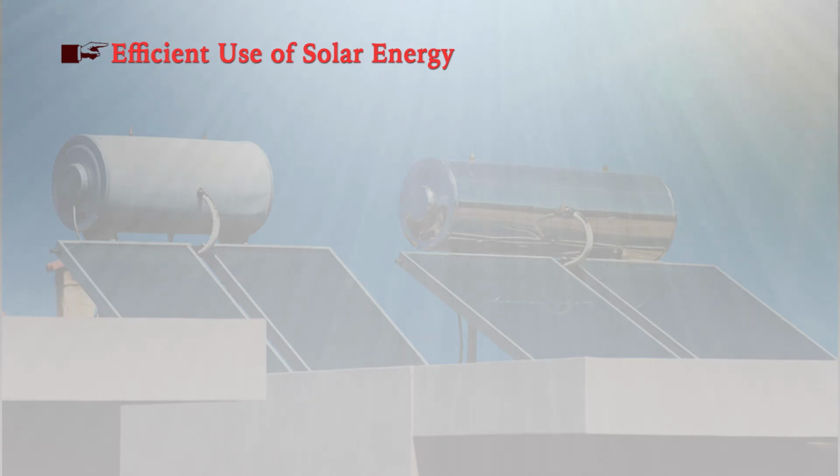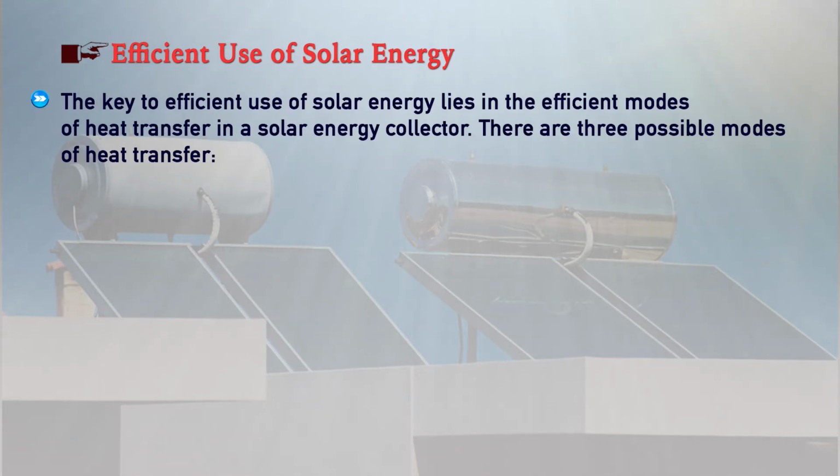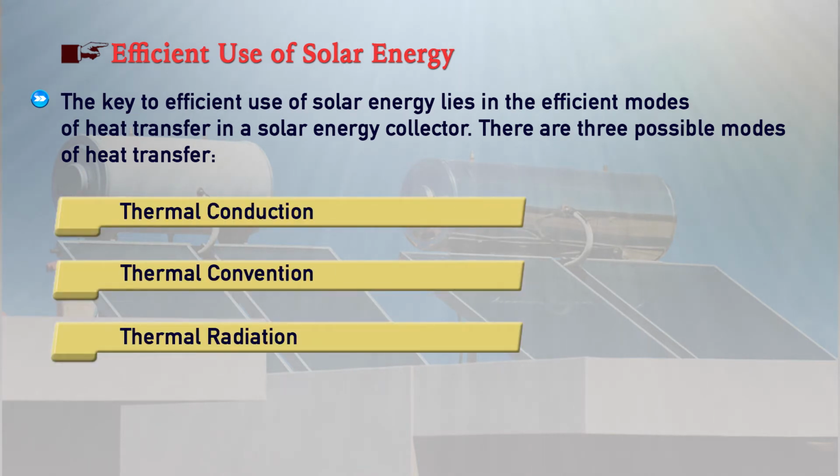Now we will discuss efficient use of solar energy. The key to efficient use of solar energy lies in the efficient modes of heat transfer in solar energy collector. There are three possible modes of the heat transfer. First is thermal conduction, second one is thermal convection, and third one is radiation. So you can say the mode of heat transfer is what? Conduction, convection and radiation. Now one by one we will discuss what is a conduction, convection and radiation.